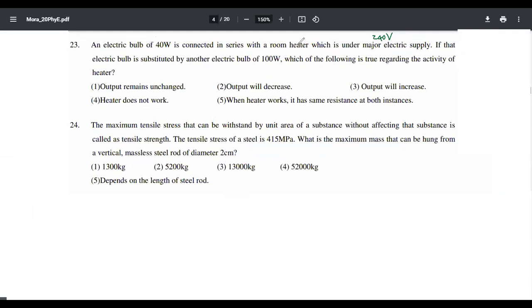Now, guys, 40 watt bulb and 100 watt bulb, we have to understand about them. Imagine you have a battery and you are connecting the bulb to that battery. Same bulb, same battery. Actually, I'll forget about the battery. You take that 240 volt supply. You connect the bulb to that.